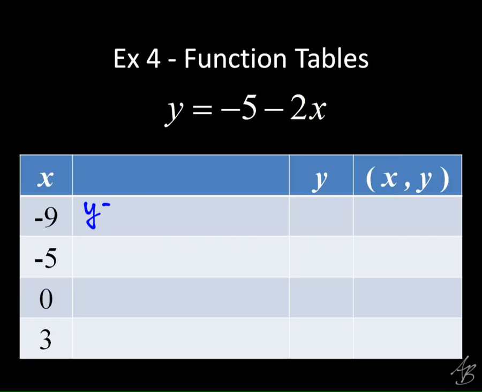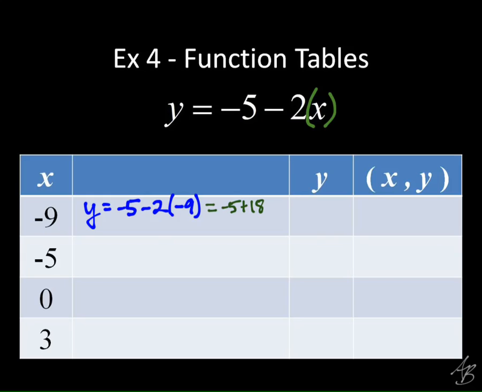So we have y equals negative 5 minus 2. But then instead of putting the x here, I'm going to put parentheses and, in this case, negative 9, exactly. So I'm going to plug the negative 9 in, or substitute the negative 9 where the x is. Remember, this is multiplication here. So it's negative 2 times negative 9, which is positive 18. So it's going to be negative 5 plus 18.